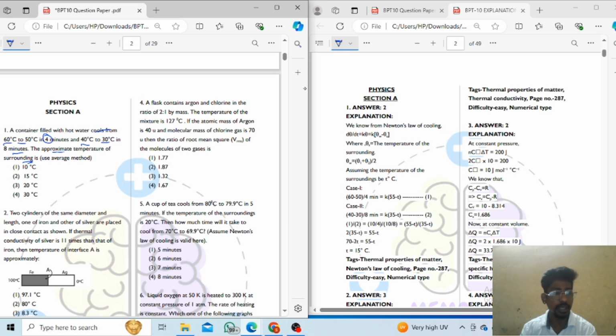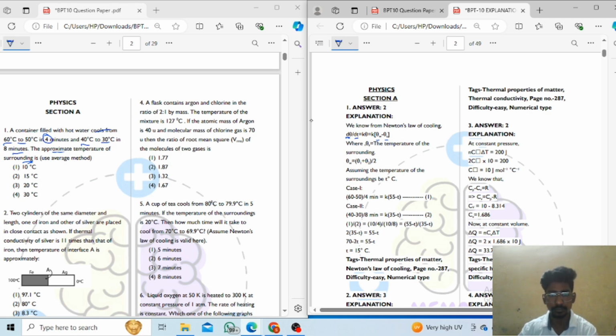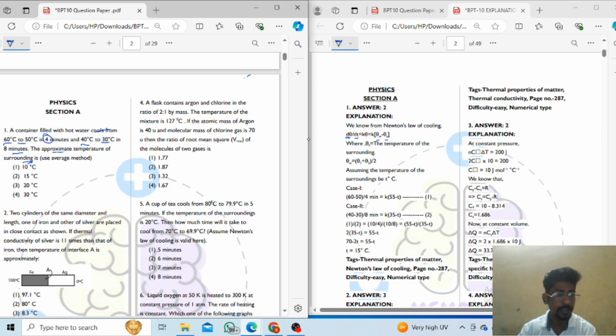This can be done by Newton's law of cooling. The formula is given by d theta by dt equals k into (theta w minus theta s). Theta w means the average temperature, and theta s is the surrounding temperature. Now there are two cases. This is the first case, and this one is the second case.